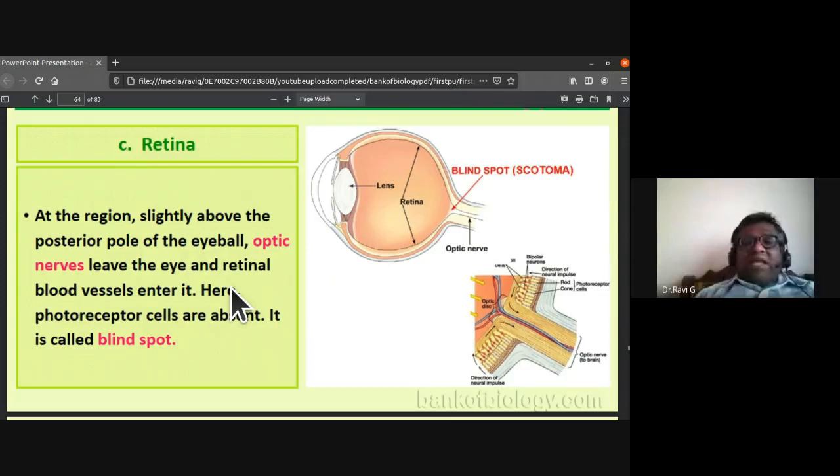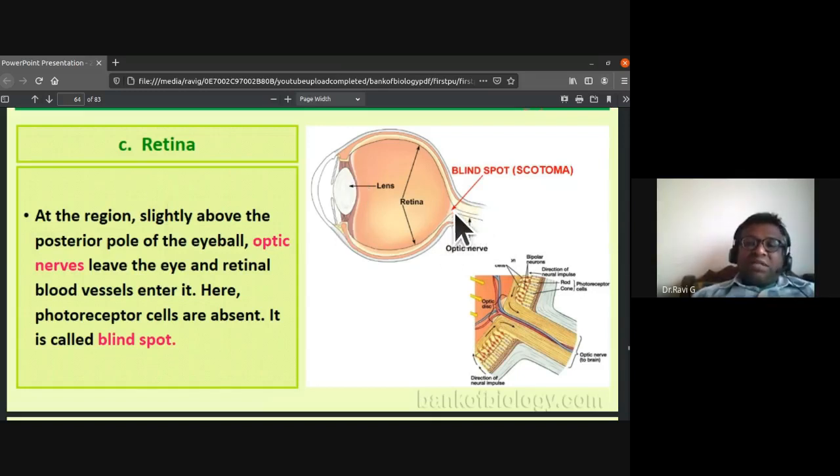At the retina, slightly above the posterior pole of the eyeball, the optic nerve leaves the eye and retinal blood vessels enter it. At this zone, where the optic nerve leaves the eye and retinal blood vessels enter, photoreceptor cells are absent.